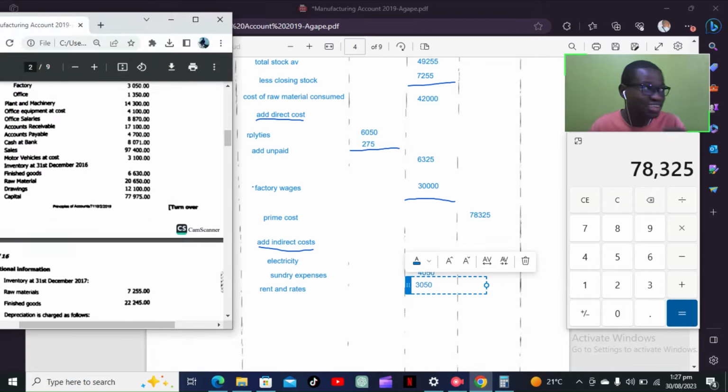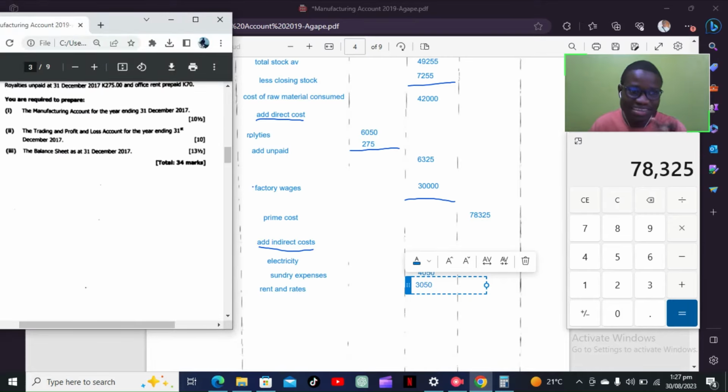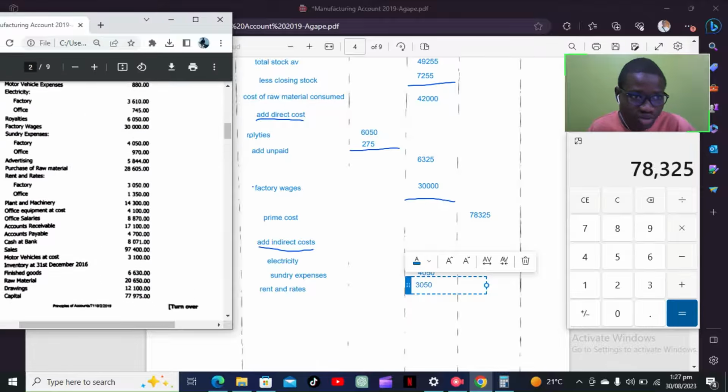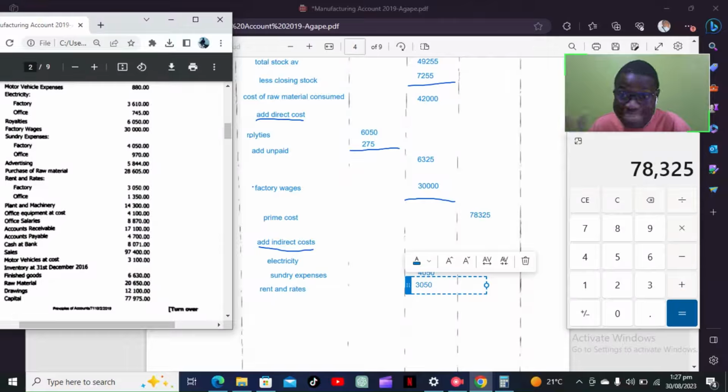Then we're going to this one, the adjustment. Remember, we read some adjustment in this one, and they said this adjustment is for the office rent, so we didn't touch this one because they specified it's for the office rent. But if they mentioned the factory rent, then we would have made an adjustment there. But it's for the office, so we're going to leave it and prepare it in the trading profit and loss. So we're going to continue looking for more factory overheads or indirect costs.